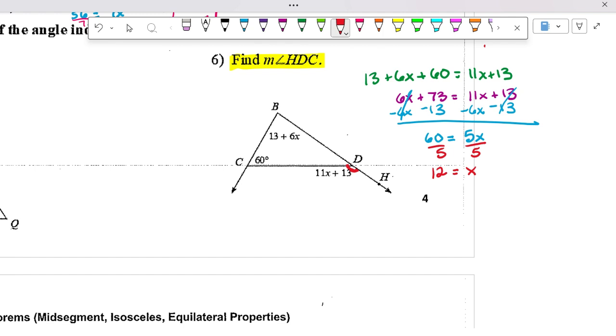All right. Lastly, how do I finish it up? Let's go group 1. How do I finish it up? So I solved for x, but I haven't answered the question yet because I need to solve for the angle. So how do I get the angle that I'm finding? Right, we plug it back in for x. I'll do 11 times 12 and then add 13. So what's 11 times 12? 132 plus 13. That's 145 degrees.